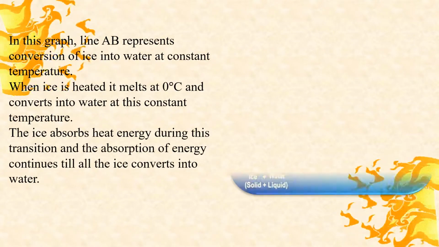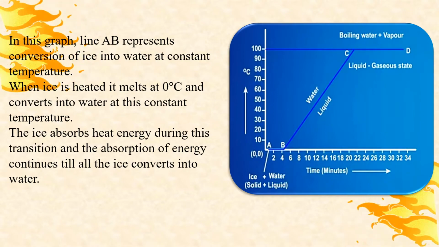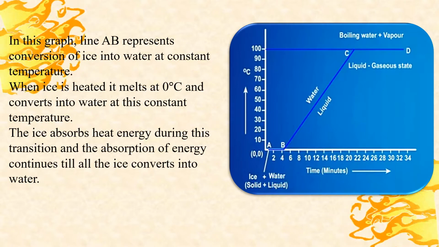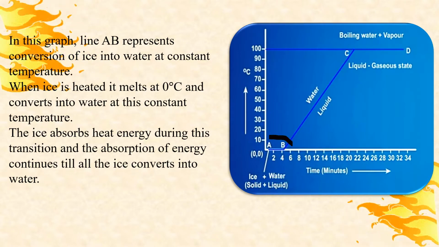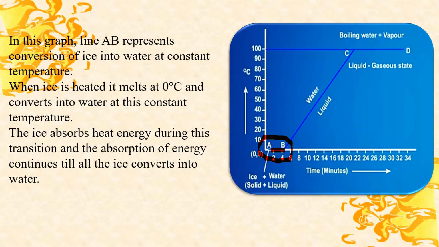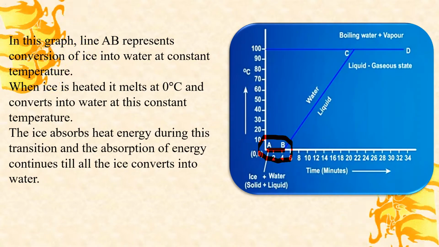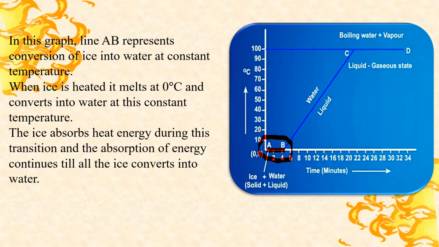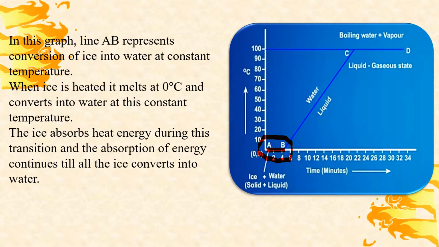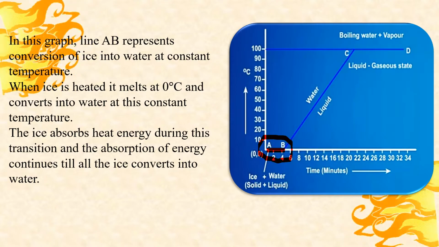So in this graph, the line AB that you see is a small line. I'll just mark it with a red marker so it will be clear to you all. Now this line that I'm talking about, line AB, okay, this is the line. So the line AB represents conversion of ice into water at constant temperature. Okay, up to here the temperature stays constant. The ice was at 0 degree centigrade, and it was converting into water until now.